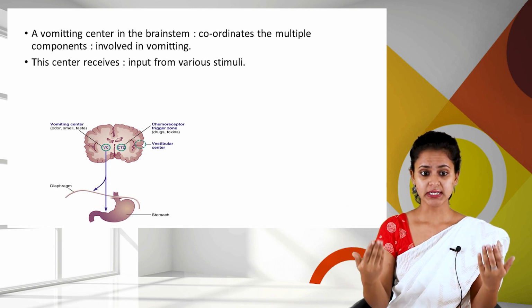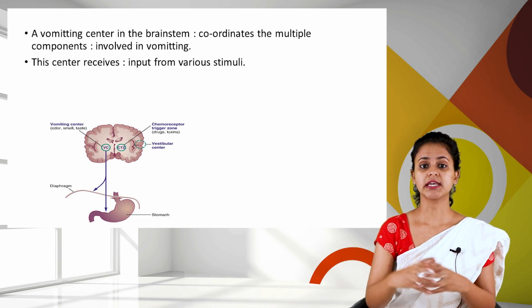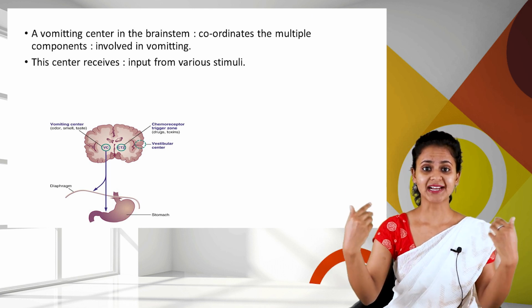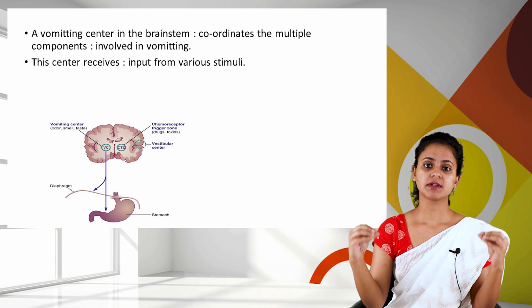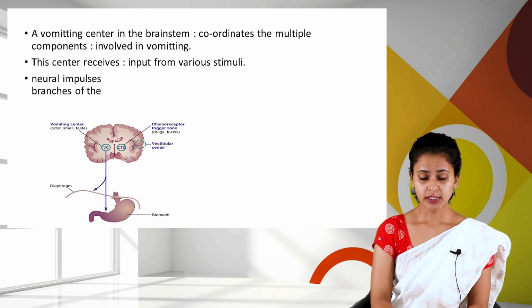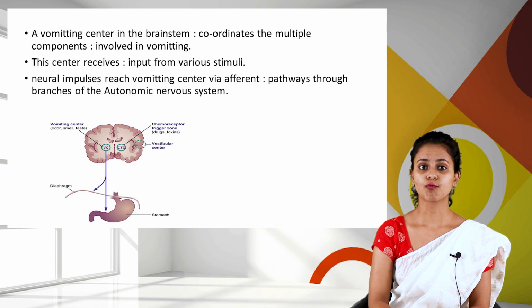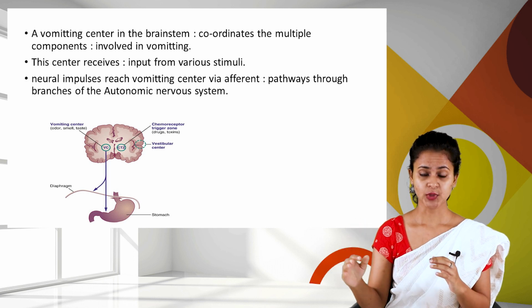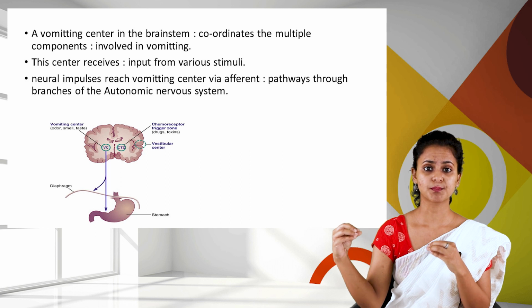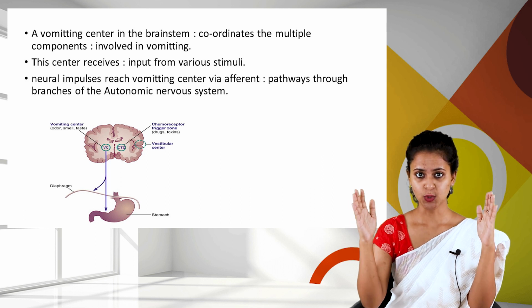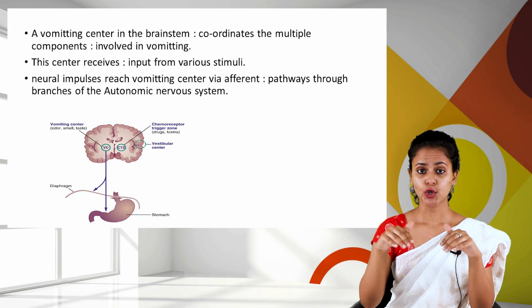Now, we are going to learn that the center will be receiving input from various stimuli. Then only, as the action of the stimuli is activating this vomiting center, we are going to see the person will be developing the sensation of nausea, and even there will be development of episodes of vomiting. So we are going to see here the neural impulses will be reaching the vomiting center via the afferent pathway through branches of the autonomic nervous system. The afferent nerve branch of the autonomic nervous system will be transmitting the stimuli or impulses to the brainstem, into the vomiting center, where the activation of it will take place.